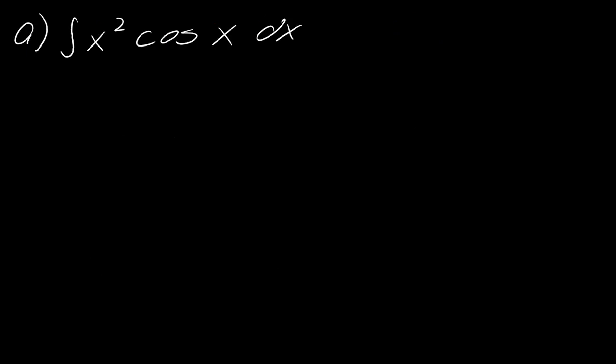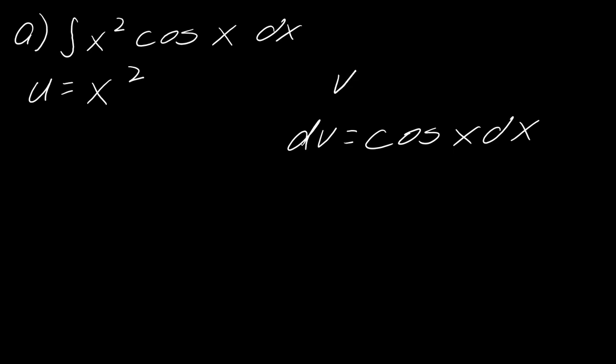Okay, so we need to choose our u and our dv, and we would like to choose a u that ideally, if we differentiate enough times, would turn into a constant. In that case, that would be x squared. If I take the first derivative, it's 2x, and the next derivative is just 2. So eventually I'm going to get enough derivatives that this will no longer be a problem. And so my dv is going to be cosine x dx. Therefore, my v is sine x, and my du is 2x dx.